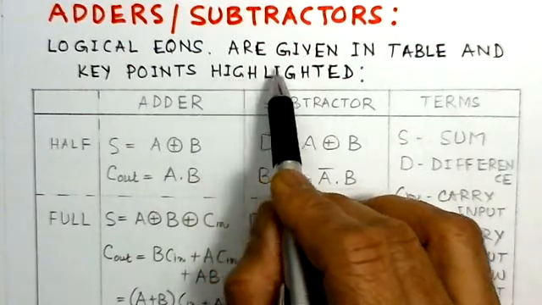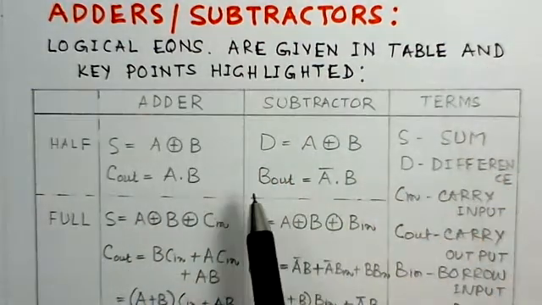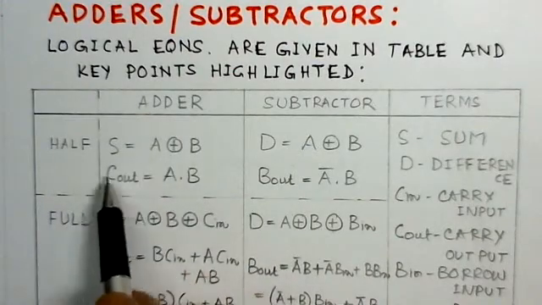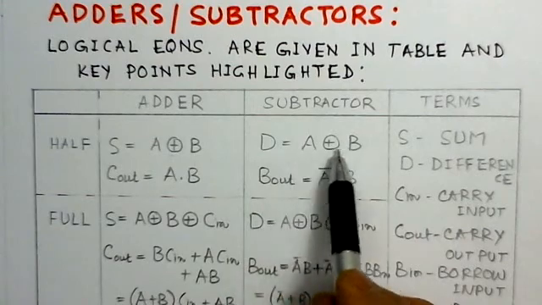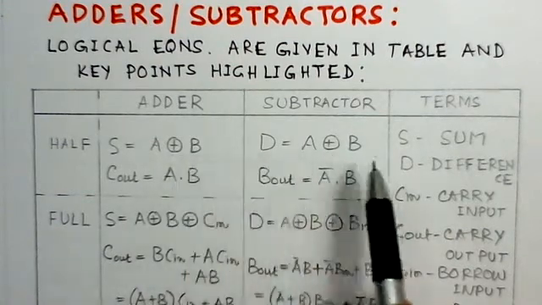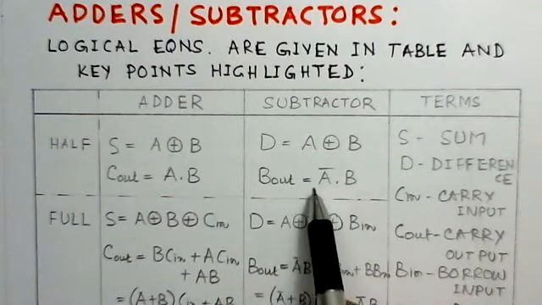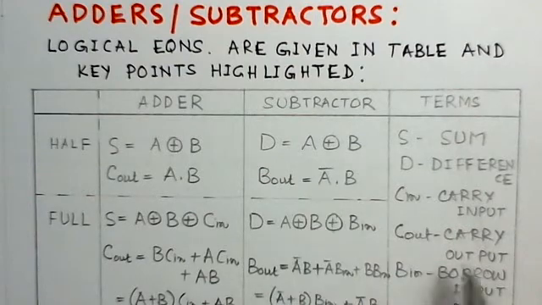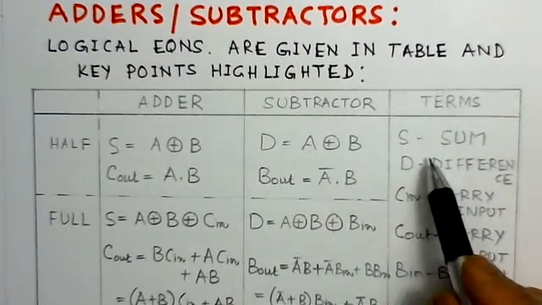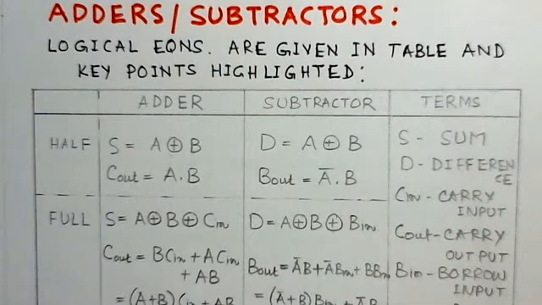So we are writing here the logical equations in the table, and key points are highlighted here. This is for the half adder. The sum is A exclusive-OR B. The difference here is A exclusive-OR B, both are the same. And carry out here is A and B. The borrow out here is A bar B. There is a difference here, the A is barred here. And these terms here are well-known terms like sum, difference, C in, C out, and so on.